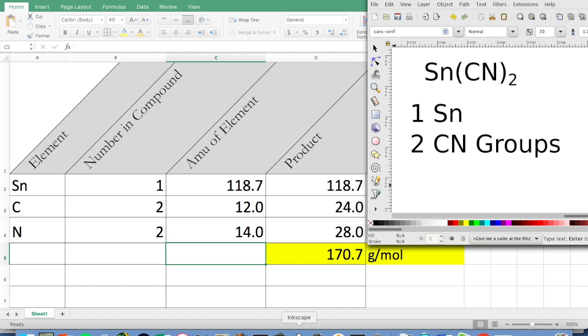Now I'm going to ask you to do a really tricky one, which is something along the lines of chromium III sulfate. If you get this one right on your own, you know everything you need to know about this topic, but I'm guessing you'll probably make a couple mistakes. So try it, pause the video, and when you're done and you think you've got it right, go and replay it and watch me work it through with you really fast.